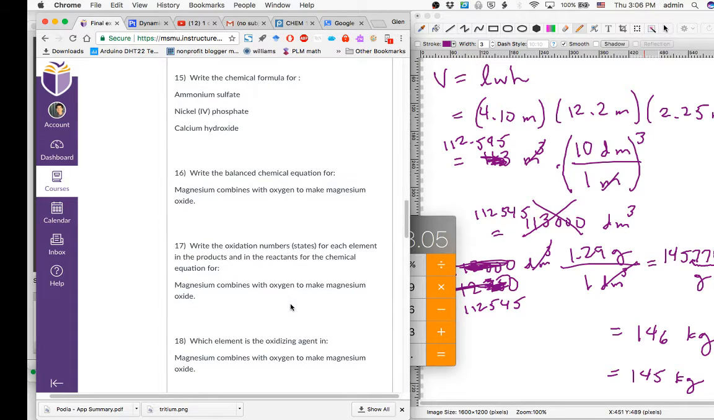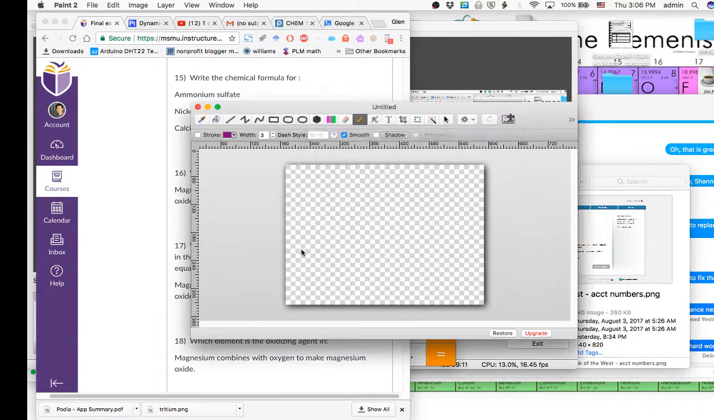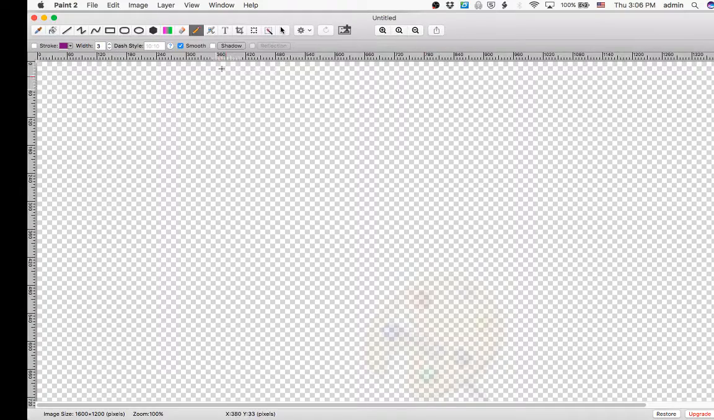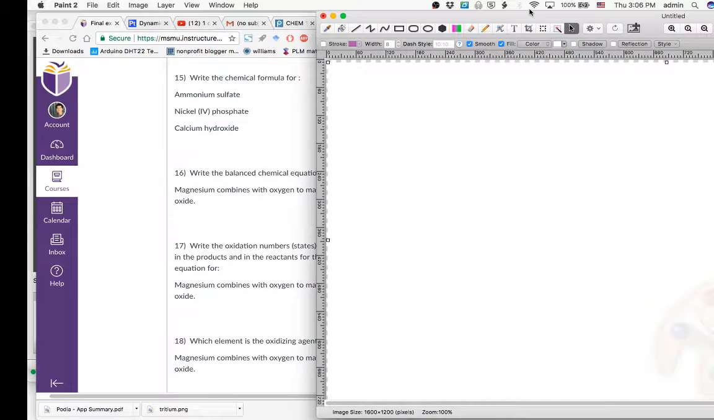Okay, so now it's number 15, chemical formulas. Nice clean piece of paper here. Okay, now the chemical formula for ammonium sulfate is, here, this is the ammonium ion. You are expected to memorize the polyatomic ions. This is ammonium, right, with 1 positive charge, right? And this is the sulfate ion with 2 negative charges.